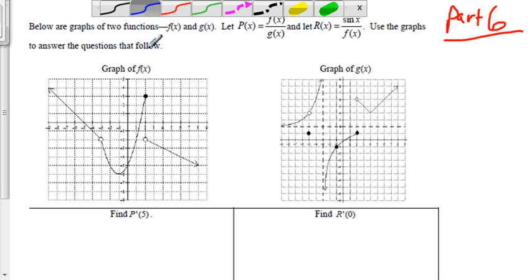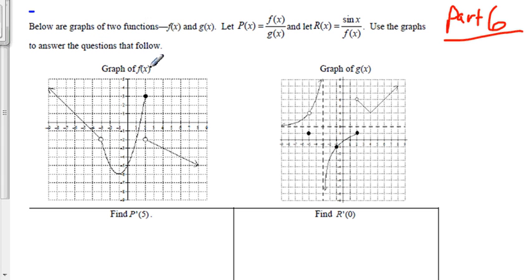Alright, so here, we're given graphs of two functions. We're given a graph of the original function f of x and the graph of the original function g of x. So the first thing tells us, hey, let p of x be the ratio of f of x to g of x. Now they're asking down here to find the derivative of p when x is 5.